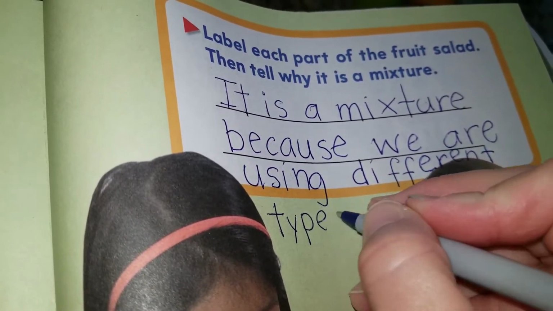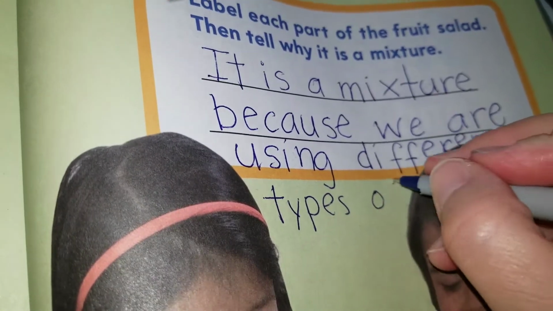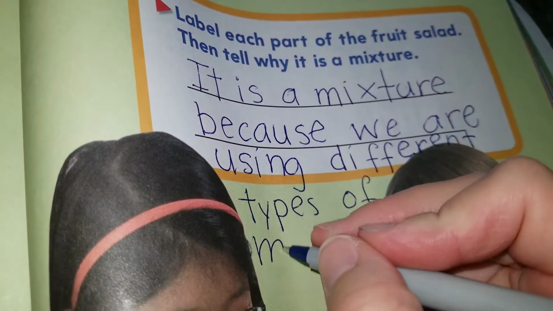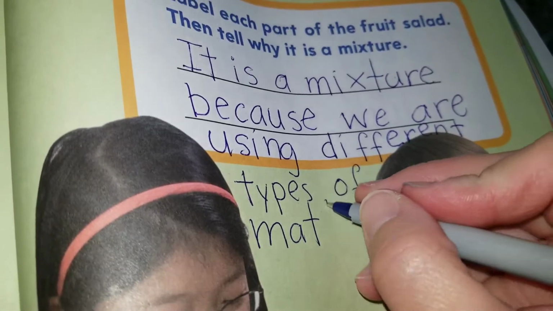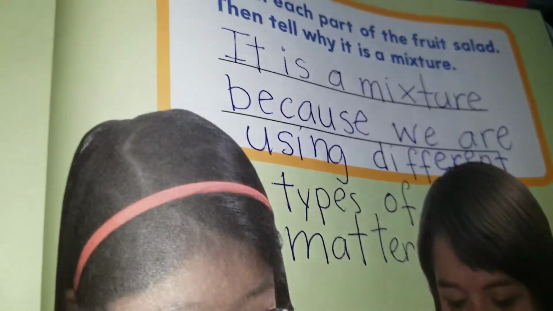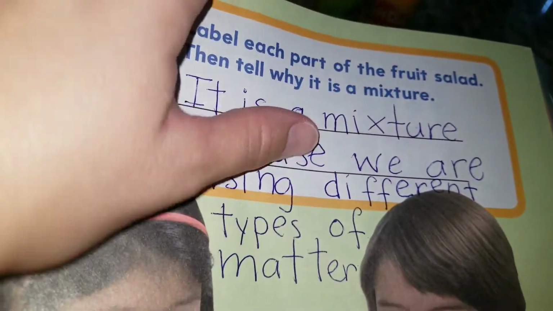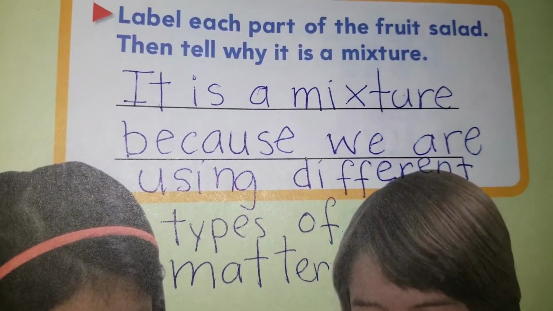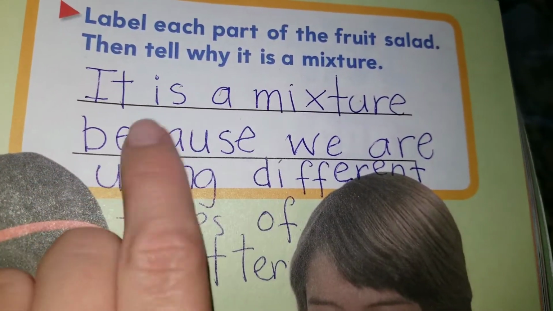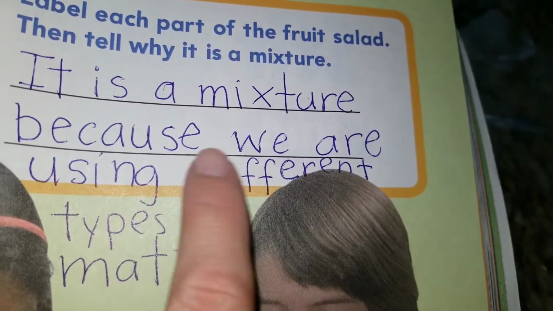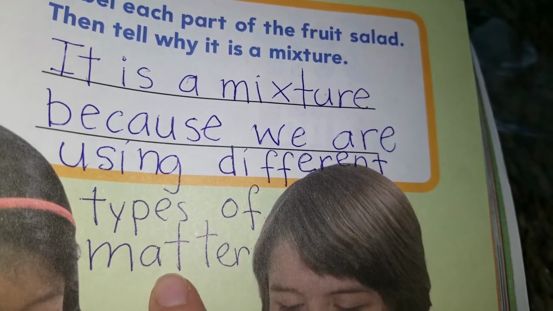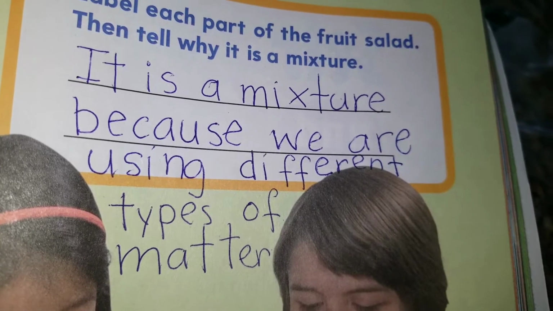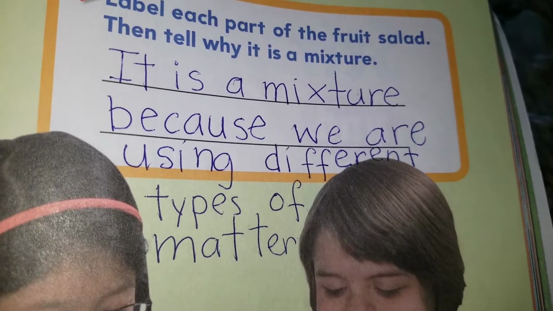What are the types of matter that we're using? We're going to look at that now. Different types of matter. I'm sorry, my handwriting is coming out horrible, but this is moving and I have nothing to hold it with. So why is this a mixture? Well, it is a mixture because we are using different types of matter. I'm sorry, it didn't come out as nice as I thought.